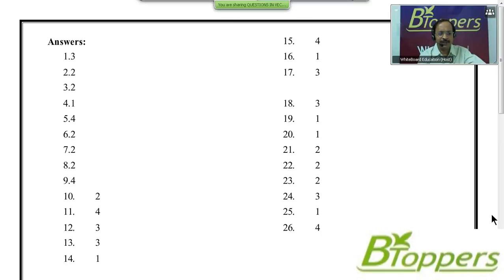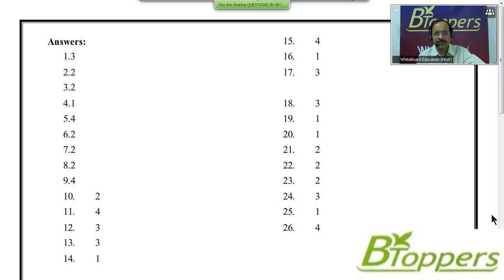For question number 10, second option is answer. For question number 11, fourth option is answer. For next two questions, 12 and 13, third option is answer. For question number 14, first option is answer. For question number 15, fourth option is answer. For question number 16, first option is answer. For next two questions, 17 and 18, third option is answer.